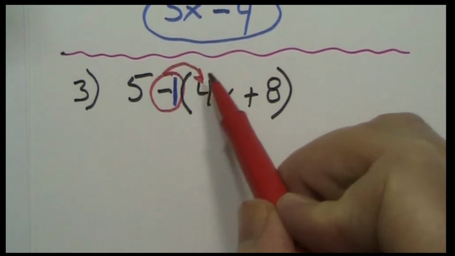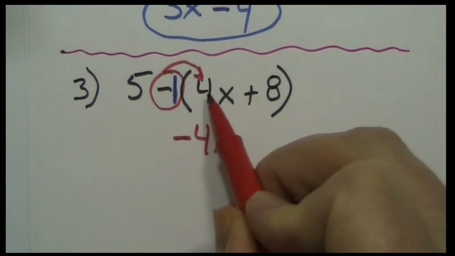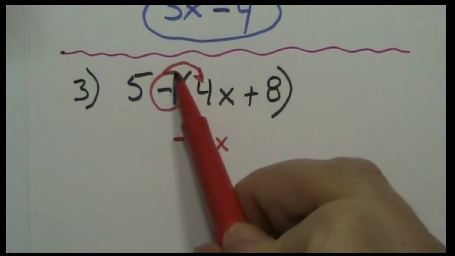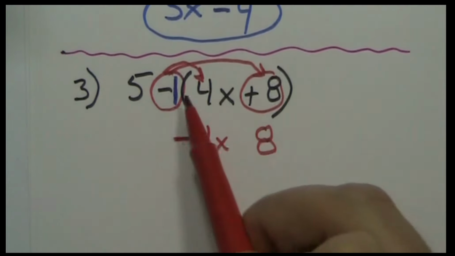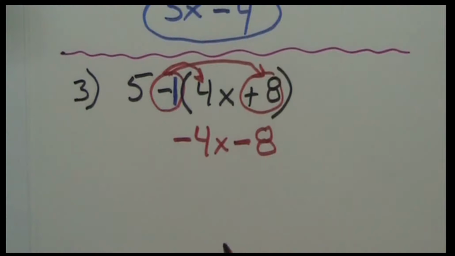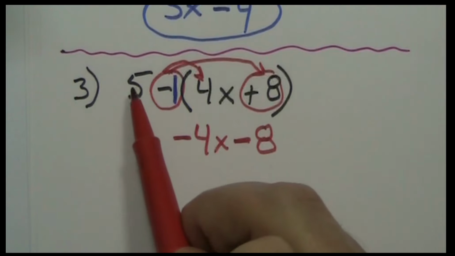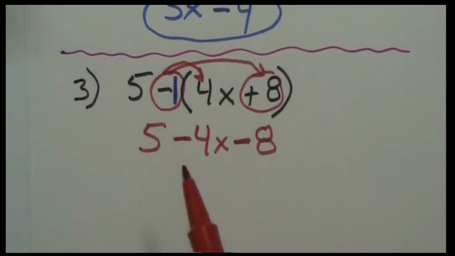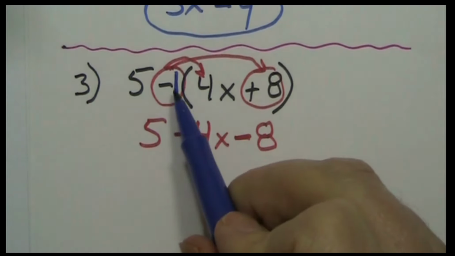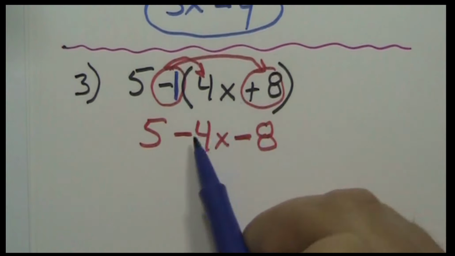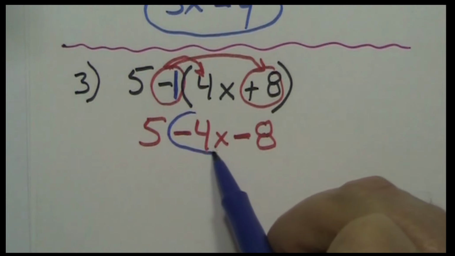-1 times 4x would just be -4x. You see, it changes its sign. And then -1 times 8. 1 times 8 is 8. And there's one negative, so it's changing the sign. It changed everything inside here. It changed their sign. That's how powerful it is. But you still have a 5 here, so bring that down. Now we can combine like terms. And so if you can identify right away that it's going to change the sign, then just rewrite it, changing the sign. All right, so I have a -4x.